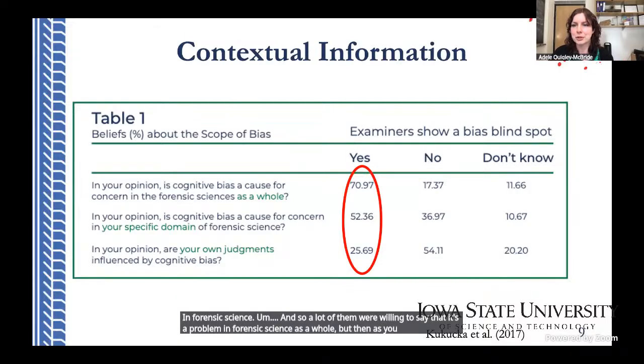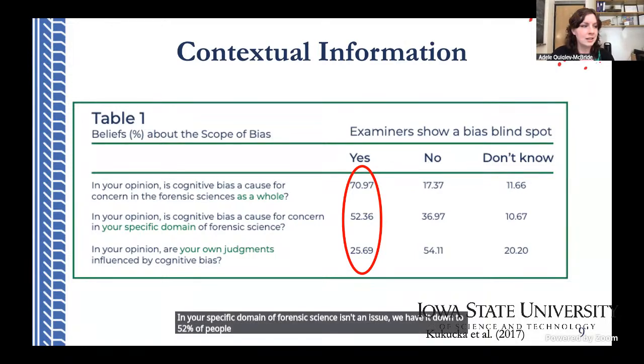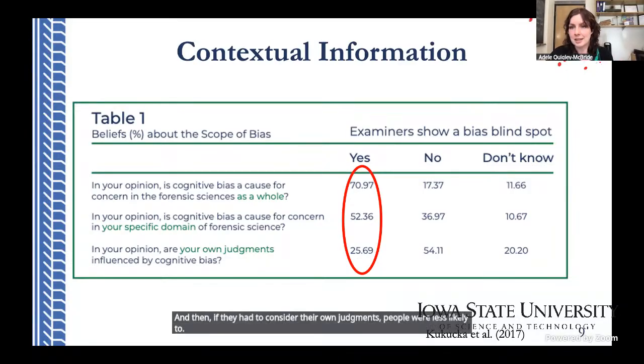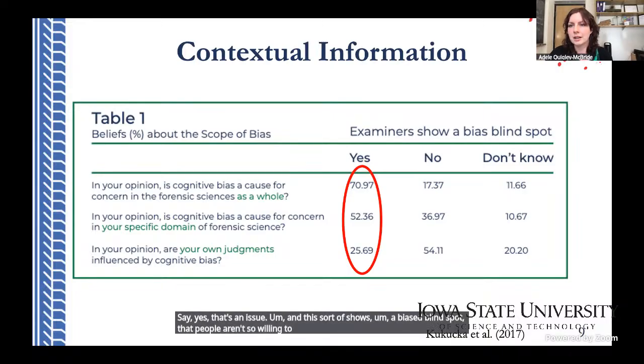But then as you get closer and closer to their own discipline, so in your specific domain of forensic science, is it an issue? We have it down to 52% of people agreeing with that. And then if they had to consider their own judgments, people were less likely to say, yes, that's an issue. And this sort of shows a bias blind spot, that people aren't so willing to recognize that bias could affect their own decisions.